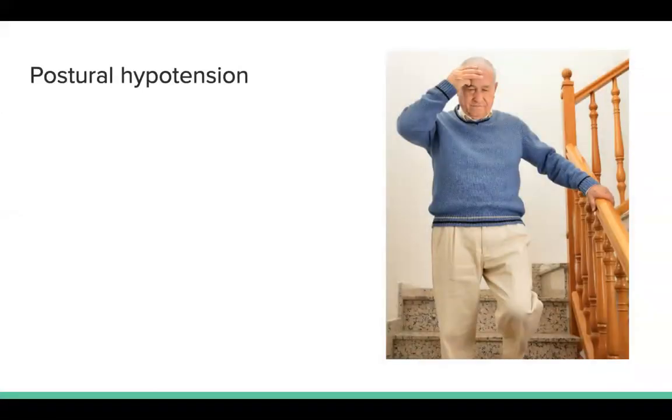Talking about postural hypotension, it's important to treat the underlying cause first. So often this can mean stopping the antihypertensives. Patients can be overtreated for hypertension in this age group, particularly if they're at risk of falls. It's important to have a look and see whether those medications are warranted.